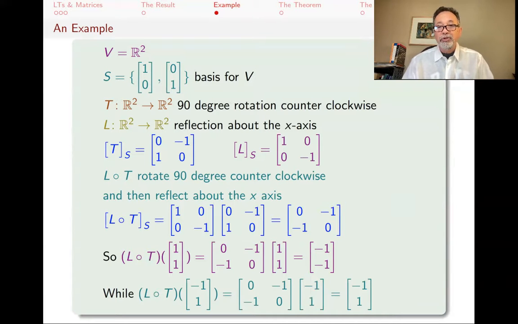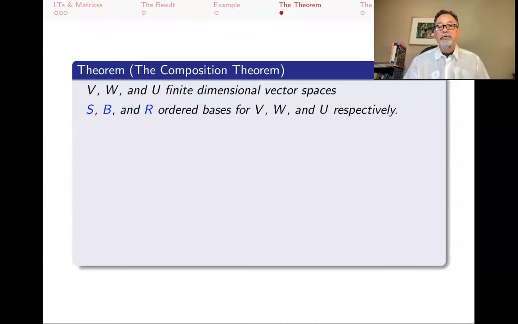So this was an example of how, if you know the matrices of two linear transformations, you just multiply them and you get the matrix of the composition. And if you had a lot of things that you were going to do, this matrix multiplication makes your life easier. So let me restate the theorem, and then we will prove it.